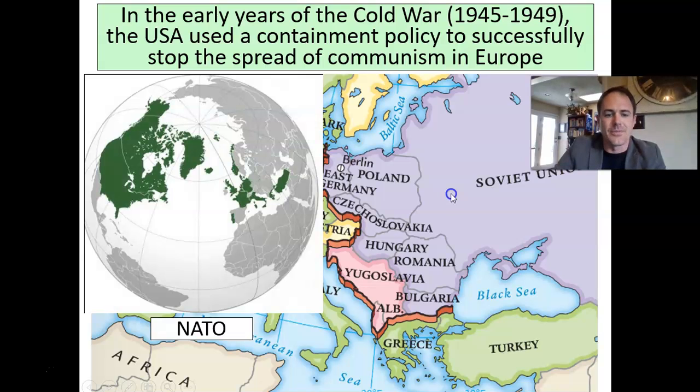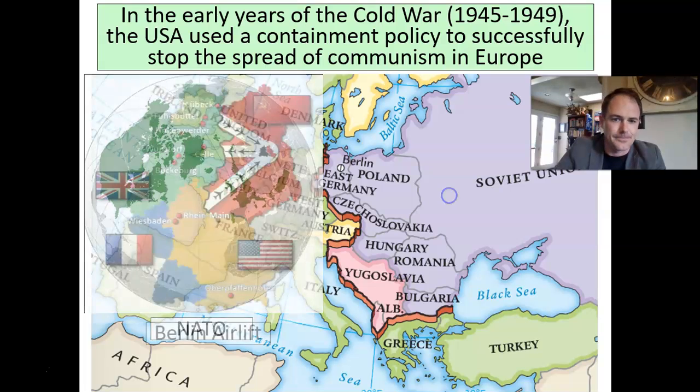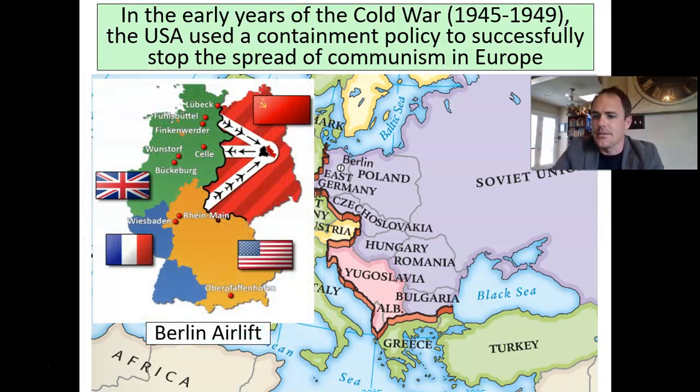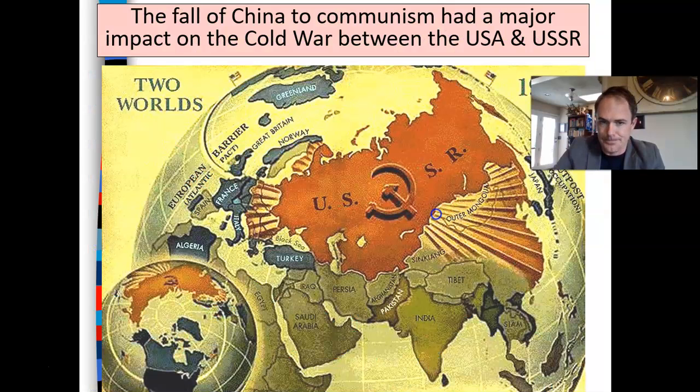And it formed a defensive alliance with Western European countries as a way to protect those countries. And it defeated the Soviet blockade of Berlin by flying in supplies in what's known as the Berlin Airlift. We talked about all that last time. Now, to the fall of China to communism. It had a major impact on the Cold War between the USA and the USSR.